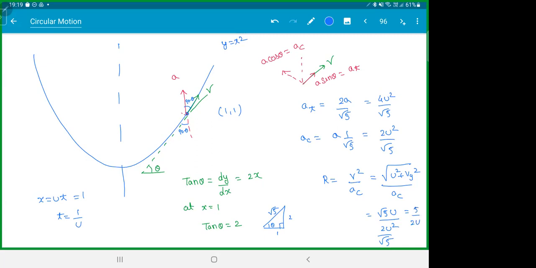Check this, everyone. I know the dimensions don't look right. That is because y is equal to x square. Here there is a constant which has some dimensions, which we are ignoring.